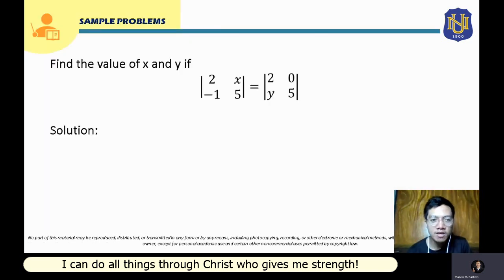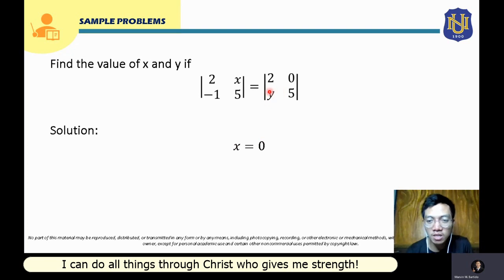So let's solve this problem. Find the value of x and y if this matrix is equal to this matrix. So since these two matrices have the same size, we can apply the concept of equality on matrices. So for our solution, your unknown x here will just be equal to its corresponding element here, which is 0. So x will be equal to 0.